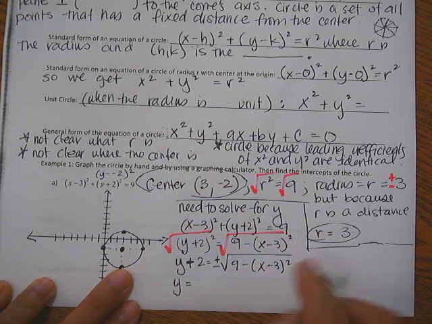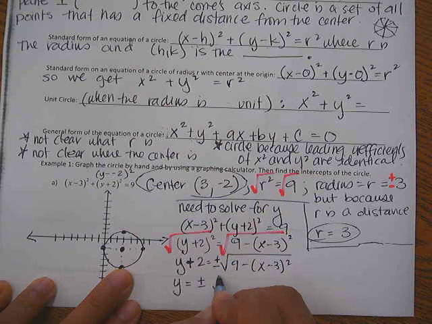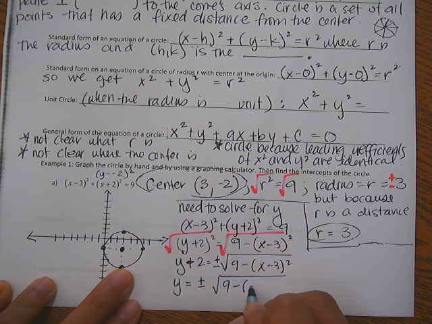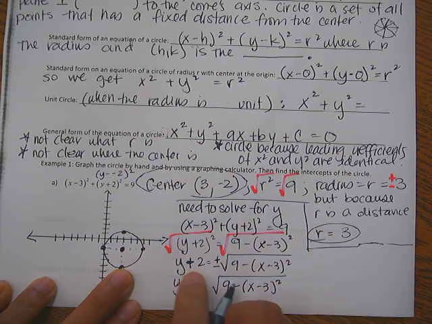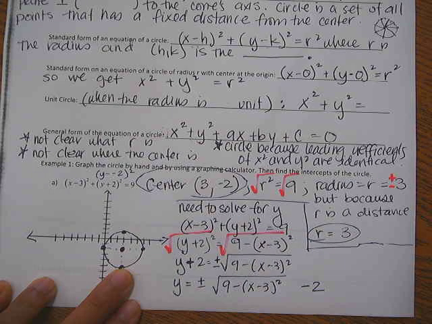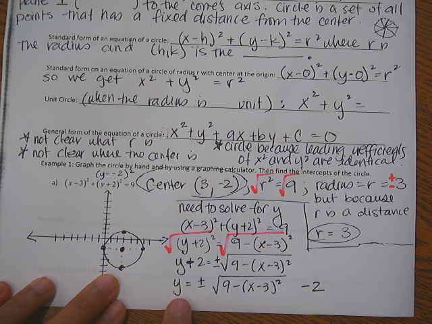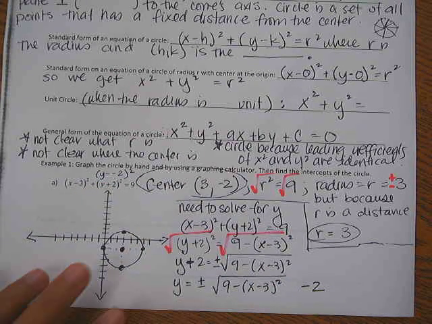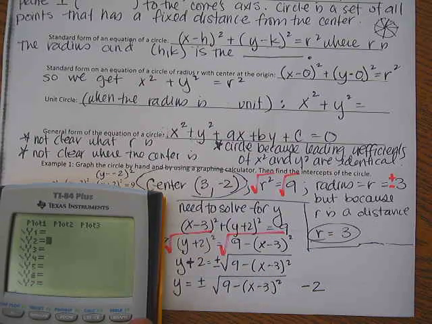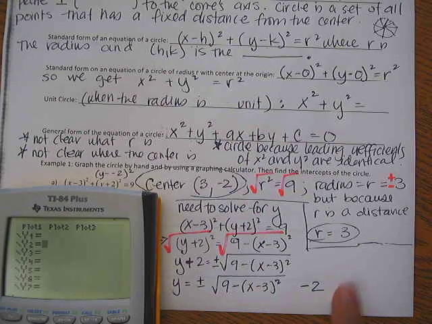Or you can put 2 in the front as well. So plus or minus radical 9 minus quantity (x minus 3) squared. Because I'm subtracting 2, that goes in the back. Okay. So this is my circle equation in the format of y equals. All right. So now what do I do with that? I would have to graph that on here.